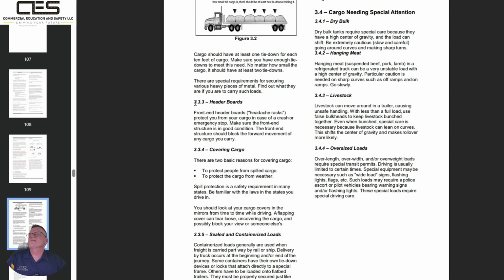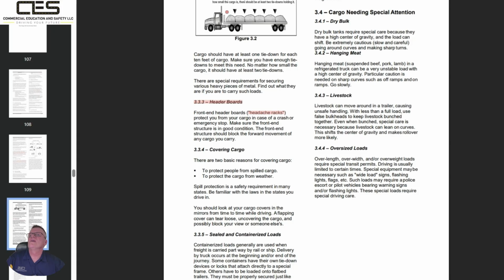Header boards, let's discuss that. So you have pipe and you have wood and boards and stuff that can be moving forward. If you hit the brakes too hard, and if you don't have a header board protecting it, that wood can shift through the cab. Very dangerous. So make sure you have that. Again, they call it headache racks. That's an old trucker term, headache rack. Protect you from your cargo in case of a crash or emergency stop. Make sure the front end structure is in good condition. The front end structure should block the forward movement of any cargo you're going to carry.